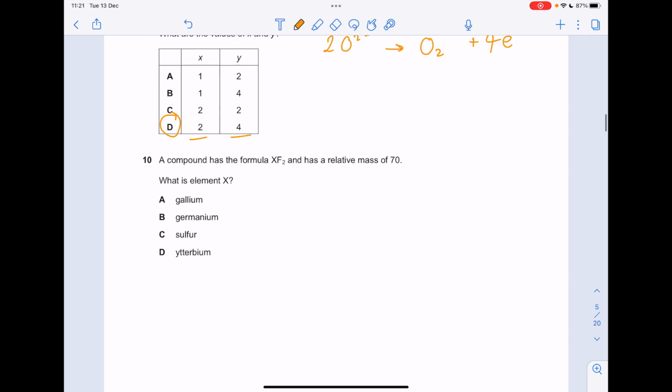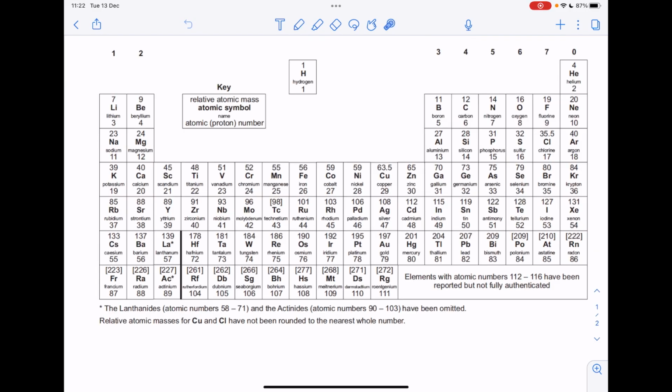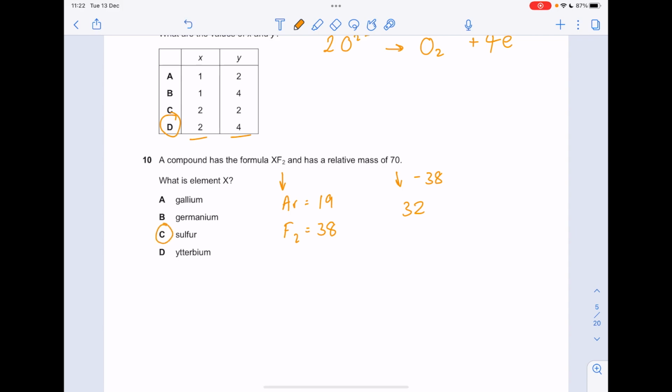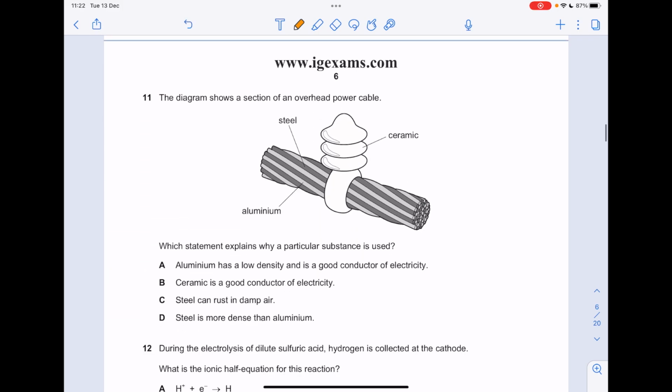A compound has a formula XF2 and a relative mass of 70. What is element X? So we know we have fluorine, which has an Ar of 19. So F2 is therefore 38. So do 70 minus 38 to find the Ar of X to get 32. And now we need an element that has an Ar of 32. Look, it's over here, it's sulfur. So 10C is the correct answer.